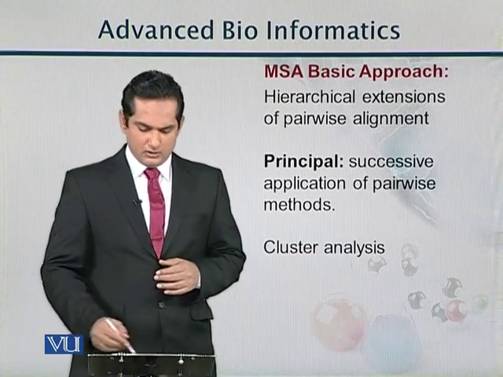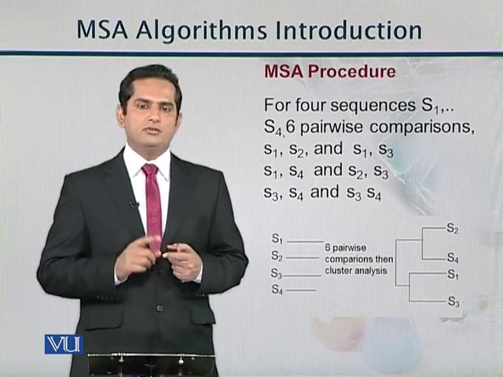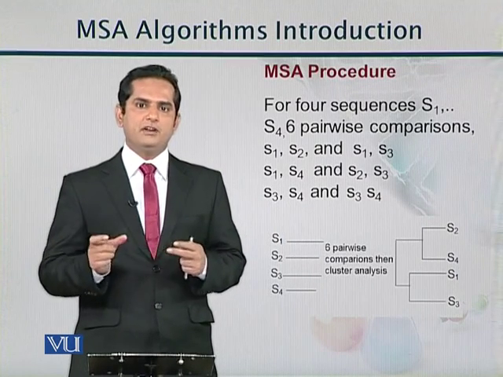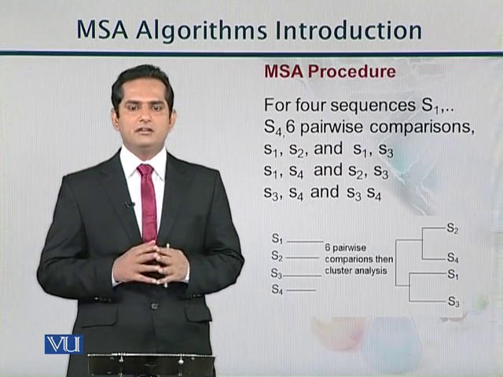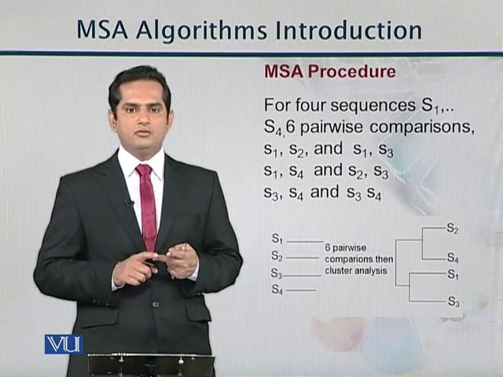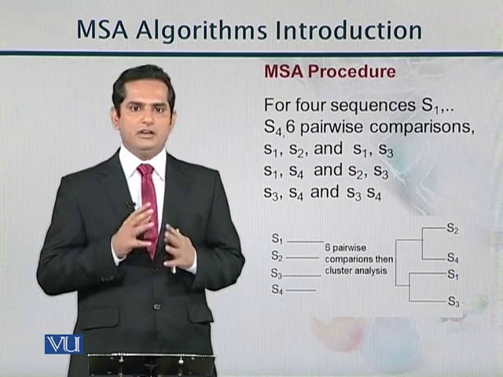clusters. So if I have 4 sequences, let's say from S1 to S4, so S1, S2, S3 and S4, and if I want to do pairwise comparison between each of them, so I will have 6 total comparisons, such as S1 will be compared against S2, S3 and S4. Similarly, S2 against other 3 and S3 against other 3 and S4 against other 3.